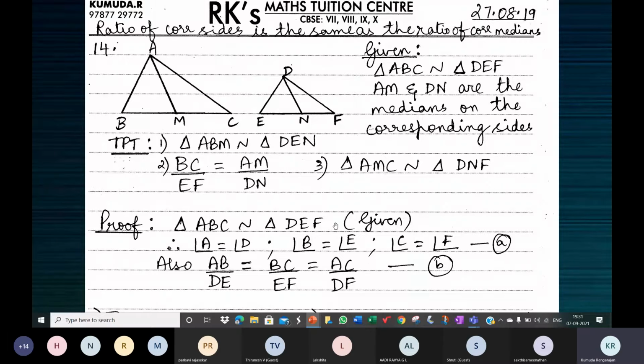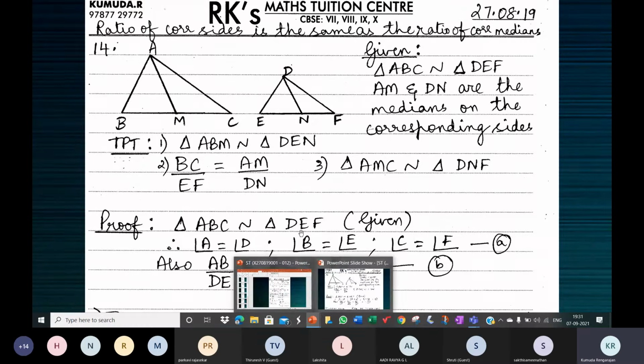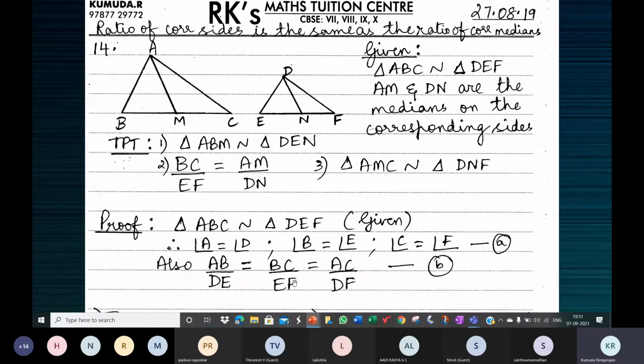You can also handle this ratio in a different way. What's the other way of writing BC? BC can be written as 2 times BM, or 2 times MC. But MC is not relevant, so we'll not write 2 times MC. We'll write 2 times BM. This ratio BC by EF can be handled in another way. Instead of BC, you can write an equivalent, twice BM.